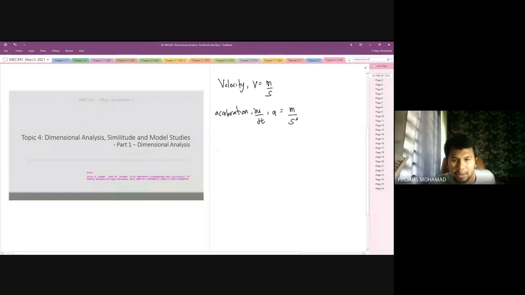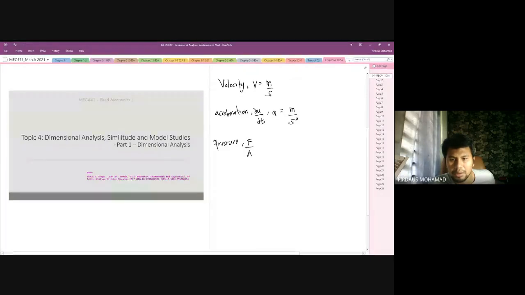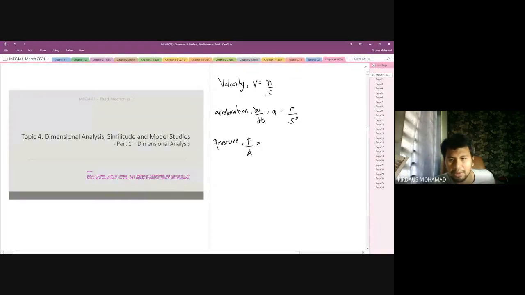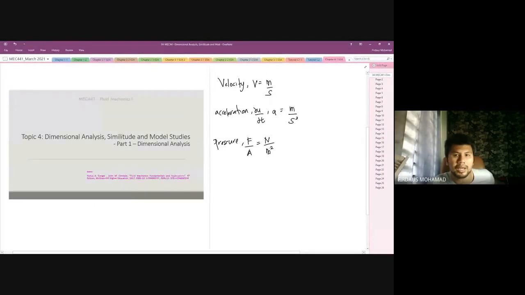What else do we have? Pressure. We know that pressure equals force over area, and the unit is Newton per meter square. So, meter per second, meter per second square, Newton per meter square, that is the dimensional.